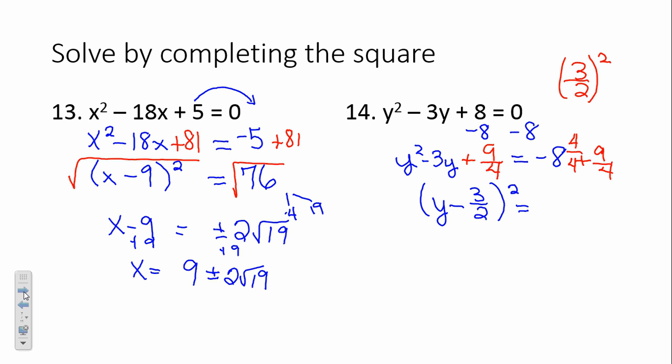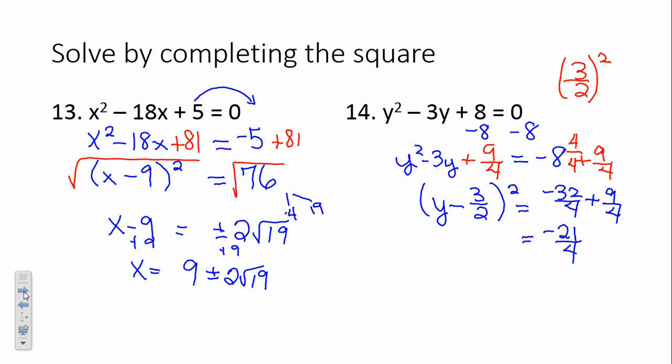to get our fourths. So we'll have a negative 32 fourths plus a positive 9 fourths. And again, you can use your calculator to do this. You could use your calculator to say negative 8 minus, and use that fraction button, 9 fraction 4, and you'll get the same thing. But negative 32 plus 9 is how much? Negative 23. So we're going to have a negative 23 over 4.